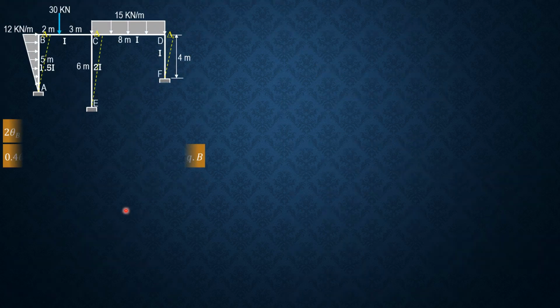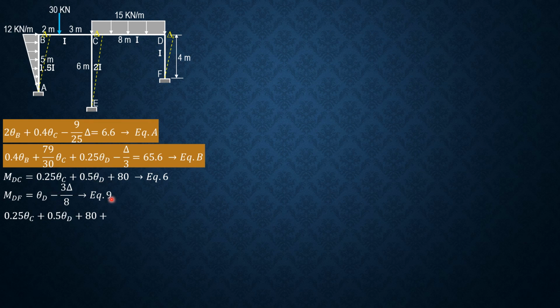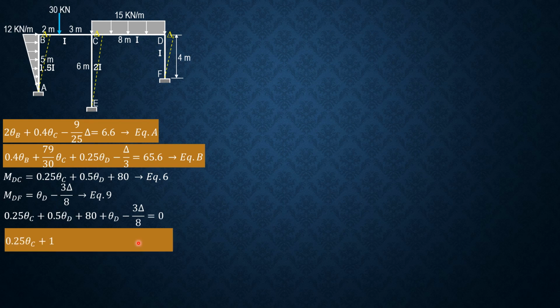So recalling the equations established, equations A and B, then the moment equations for DC and DF. So at joint D, MDC plus MDF equals 0. So MDC plus MDF, theta D minus 3 delta over 8, equals 0. So 0.25 theta C plus 1.5 theta D minus 3 delta over 8 equals negative 80, equation C.